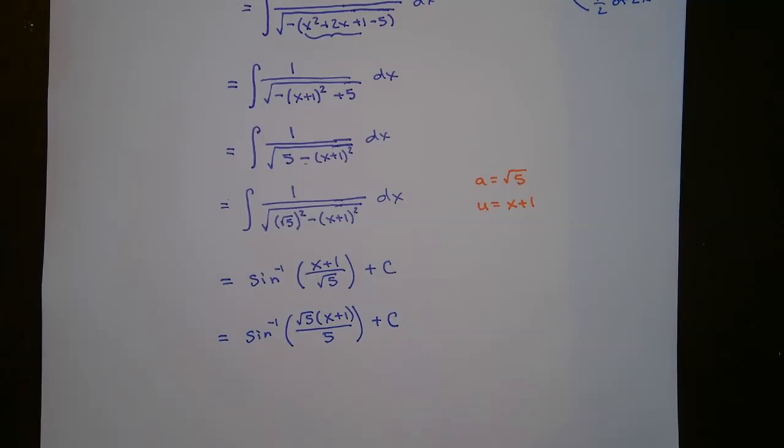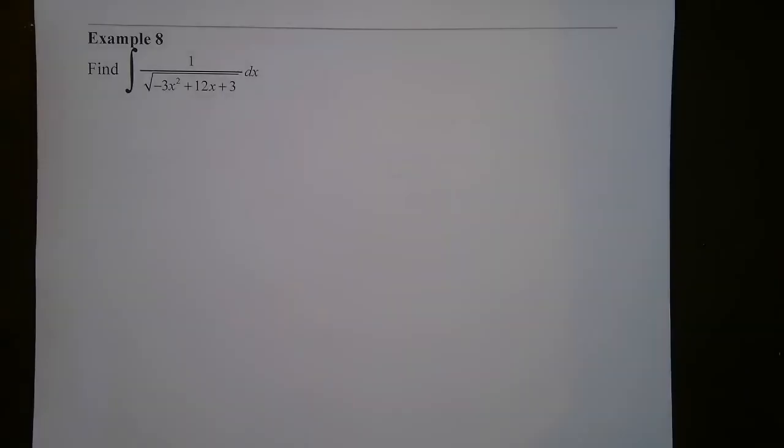Let's move on to the next example. All right, for example 8, we want to find the integral of 1 over the square root of negative 3x squared plus 12x plus 3, and then dx.